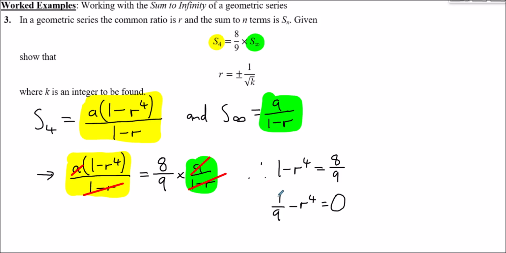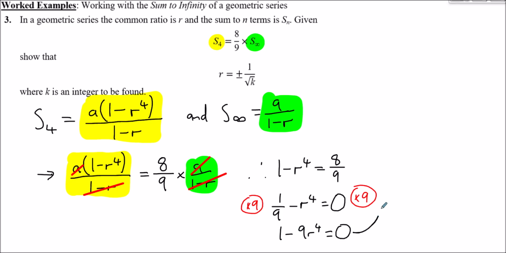Now you're thinking, well, why have I done that? Well, actually, if you notice, this is a difference of 2 squares. 1/9 is 1/3 times 1/3, and r to the 4 is r squared times r squared. If you weren't sure about that, what you could do is multiply both sides by 9. In fact, I'll do that just to make it clearer. So I'd get 1 minus 9r to the 4 equals 0, because obviously 0 times 9 is still 0. This is now a bit more clear to see it's a difference of 2 squares.